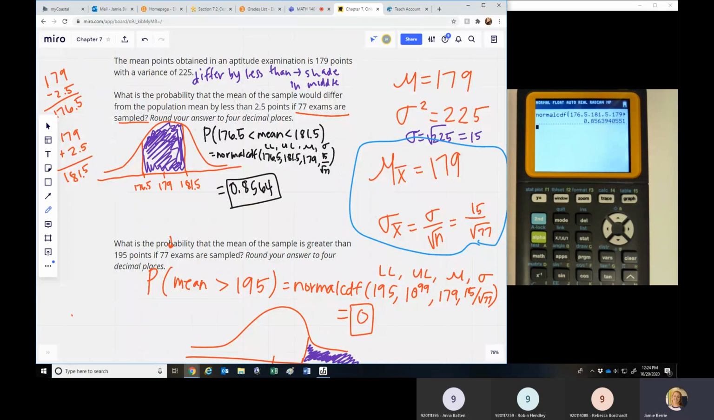All right, so hopefully that looks familiar to what we did in Chapter 6. Still using normal CDF, that normal CDF function in our calculator. The only difference this time is if we see that keyword sample, we're going to remember to use the formulas for the sampling distribution of sample means.